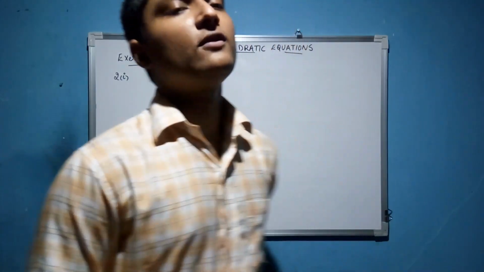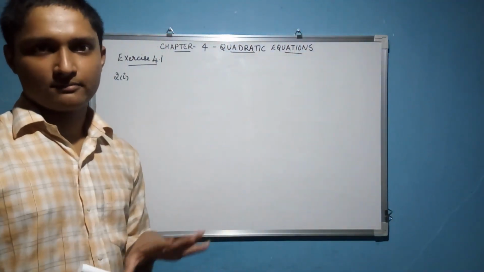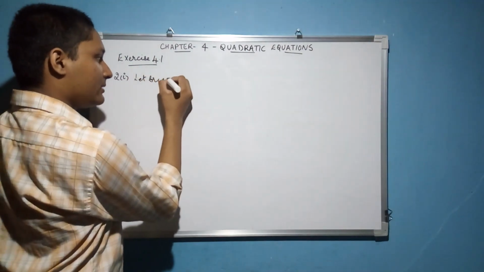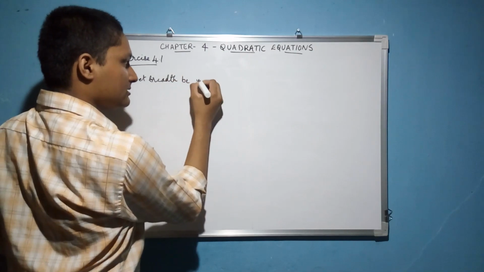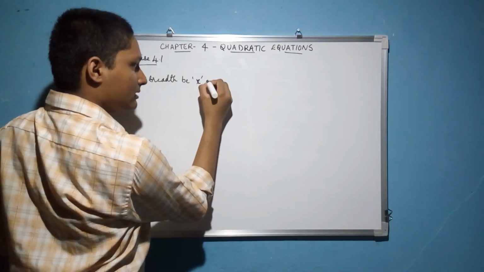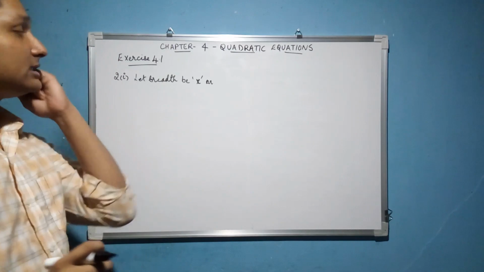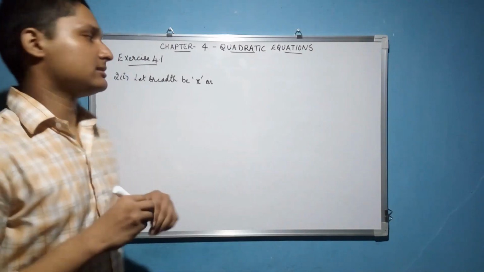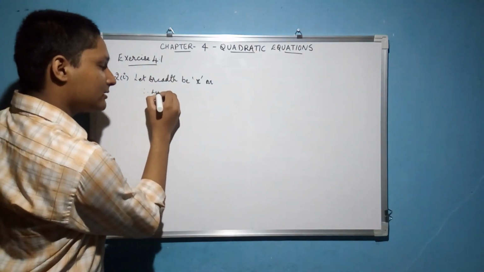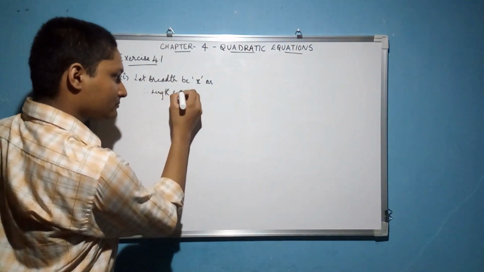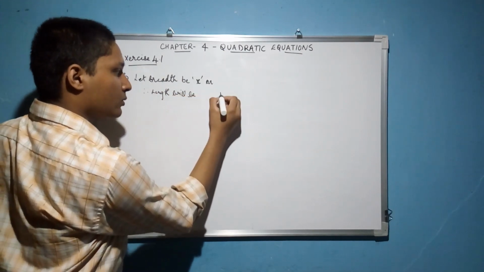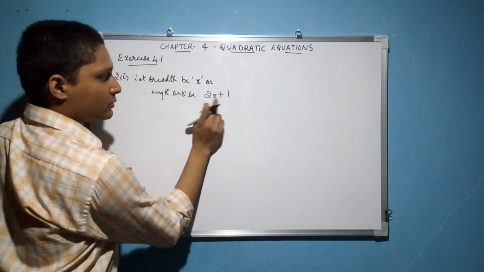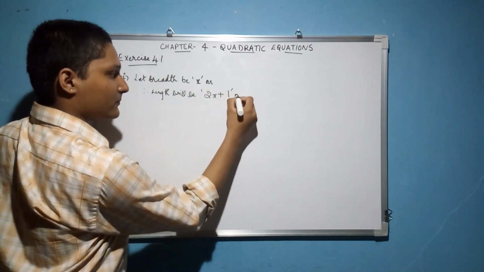Okay, so first of all we need to take some x. We'll take, let the breadth be x meters, because it is given it has to be in meters only, not centimeter or other units or like this. So it is given that the length is 1 more than twice the breadth. Okay, therefore I can write length will be 1 more than twice the breadth. Breadth is x, so 2x plus 1 meter.